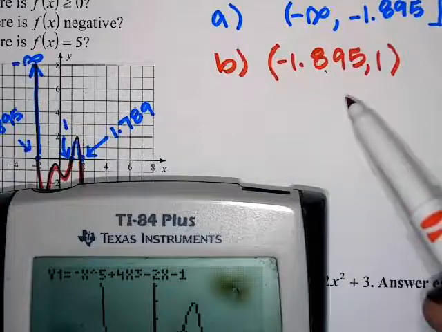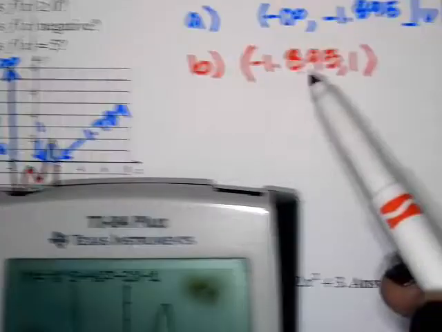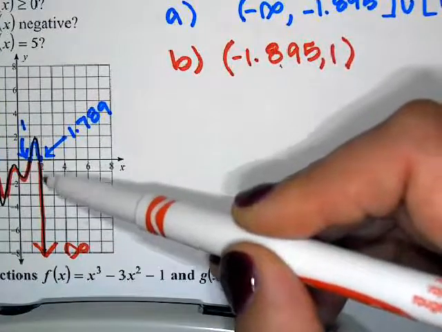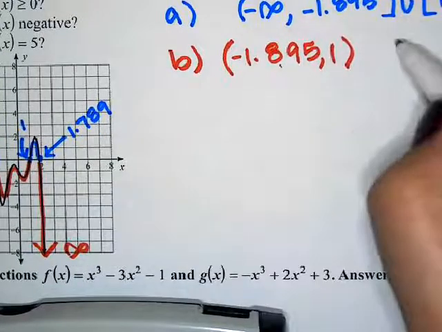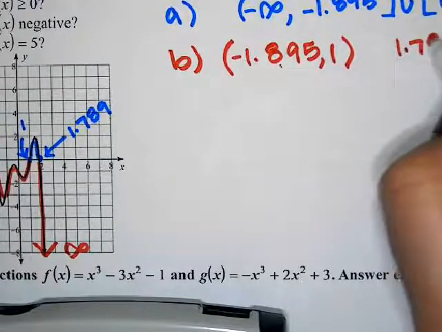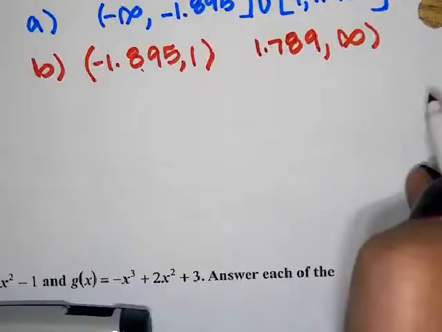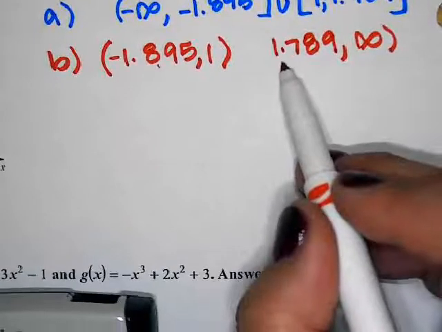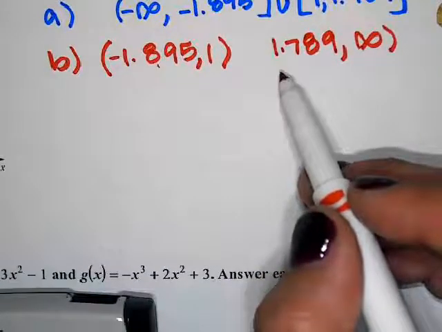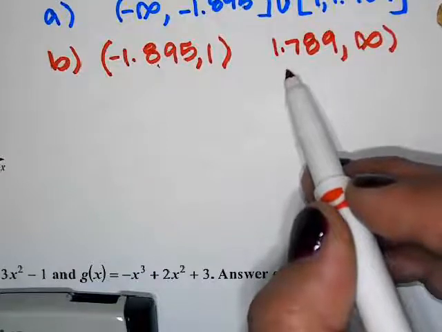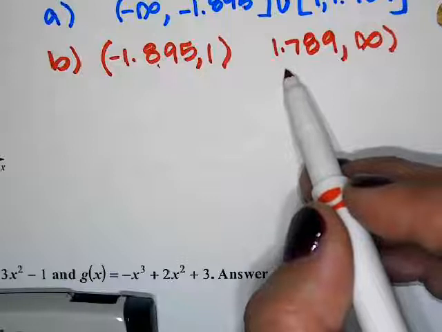So the other answer is from here to infinity. So it's from 1.789 to infinity. We never actually include infinity because you can't get there. Should we include the 1.789? What do you get if you plug in 1.789? You get 0 if you plug it in. Is 0 a negative number? No. So don't include it.